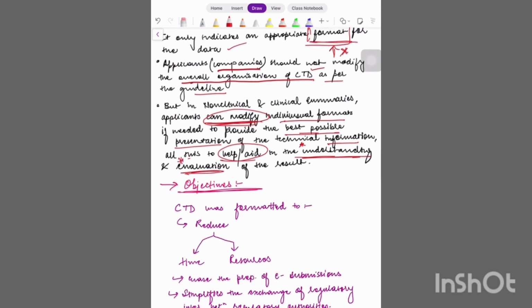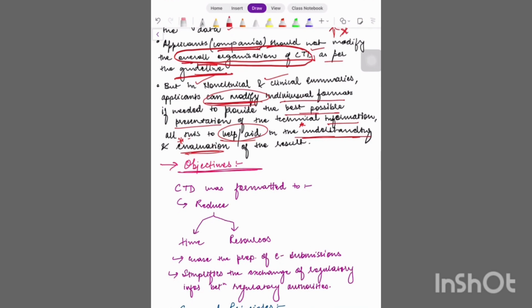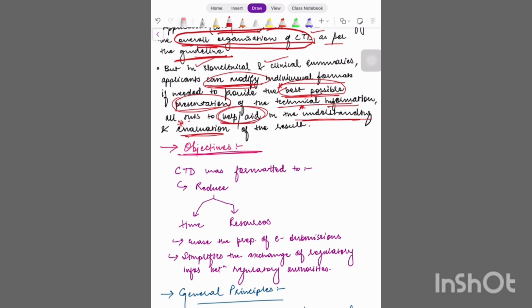So what they are trying to say here is that you cannot change the overall organization of CTD at any cost, but for clinical or non-clinical, because it's important data, you can modify it. What is the condition? Only if your way is the best possible presentation, that is, you are presenting your technical information data in the best possible way, only then you can modify it. Justify that the modification will help in understanding and evaluating. Presentation doesn't necessarily mean PPT, but a format with which you can easily understand, assess and evaluate the results. So only then you can modify it.